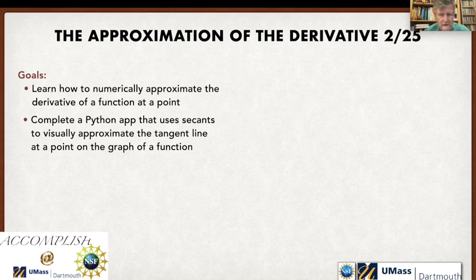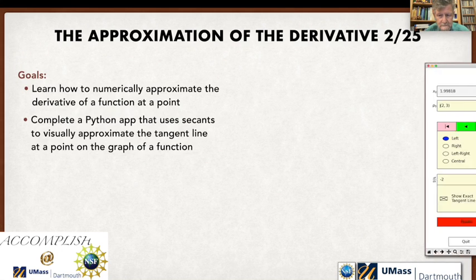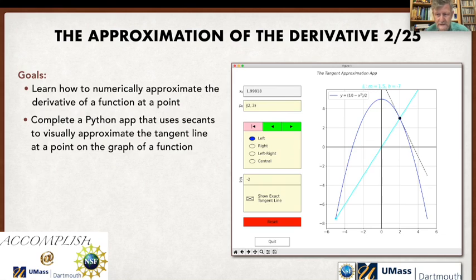Next, to complete a Python app that uses secants to visually approximate the tangent line at a point on the graph of a function. And here we have a snap of the running application, and you will notice that there's a left secant here, and also we have an accurate tangent line. I'll say more about this app later.